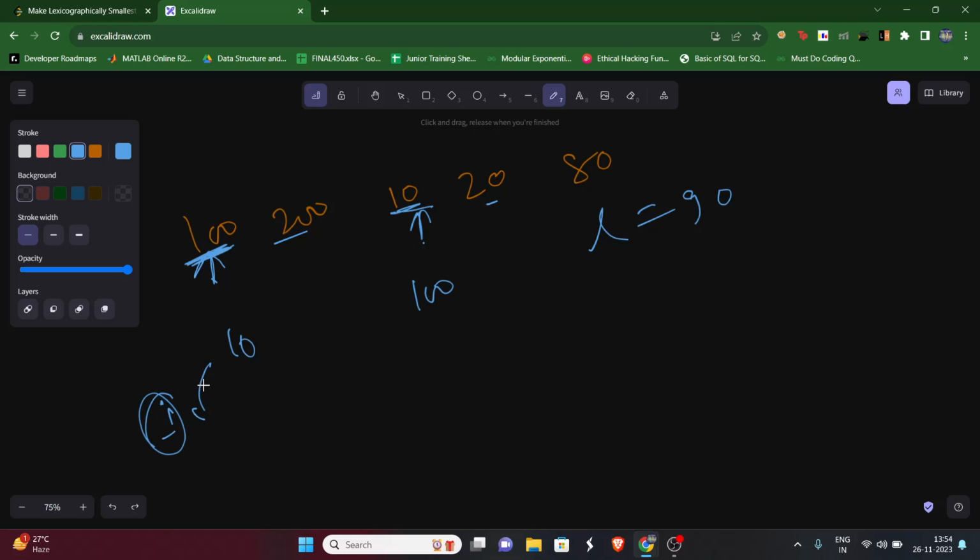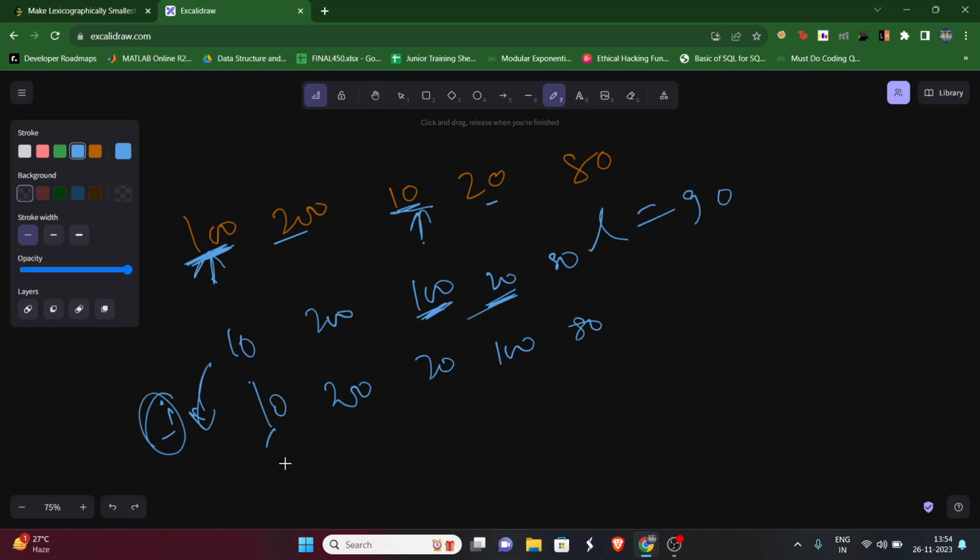Okay, in the second operation, what will we do? Let me write it over here as well. We can select this 100 and this 20 and make our array something like this: 10, 200, 20, 100, and 80.